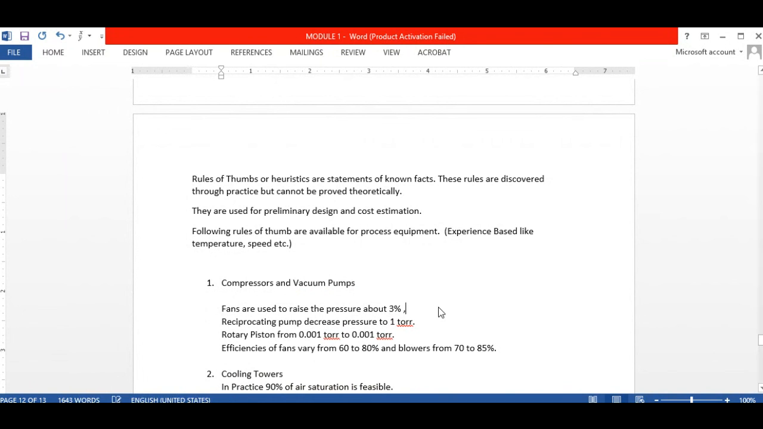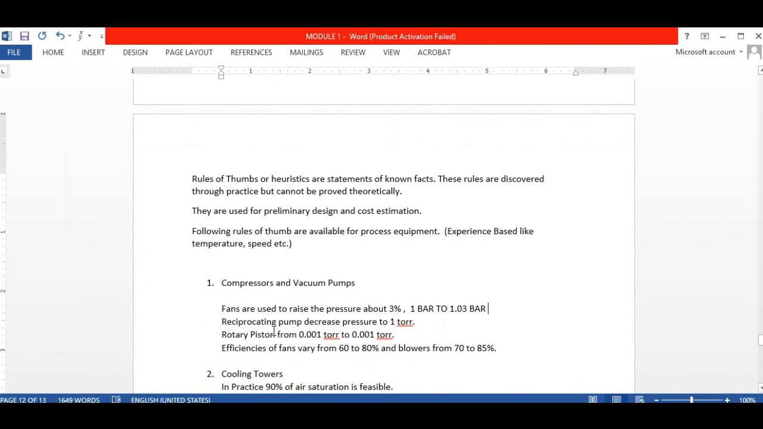For example, if you go from 1 bar to 1.03 bar, one of the rules of thumb based on experience says, use a fan. You are getting my point or no? Yes, yes, teacher.